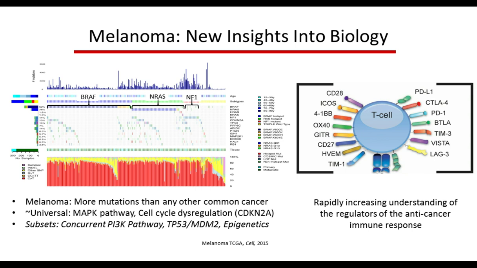First, we now have a much better understanding of the molecular drivers and pathogenesis of melanoma. This figure shows the melanoma TCGA, which demonstrated by whole exome sequencing that on average melanoma has a higher mutation burden than any other common solid tumor. And in actual fact, in the majority of these patients, we can identify clear oncogenic drivers that are present in each patient's tumor. On the right is illustrated the fact that we've also seen multiple breakthroughs in our understanding of the key regulators of the anti-tumor immune response in this same period of time.